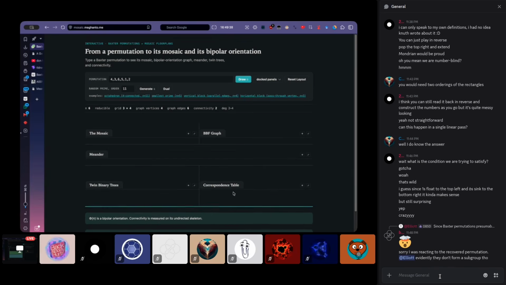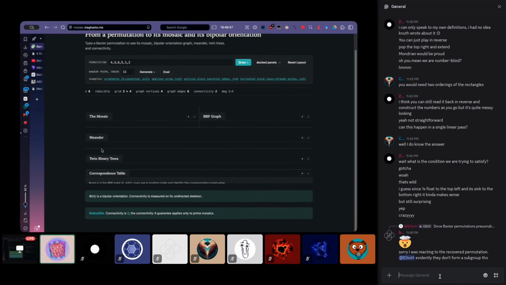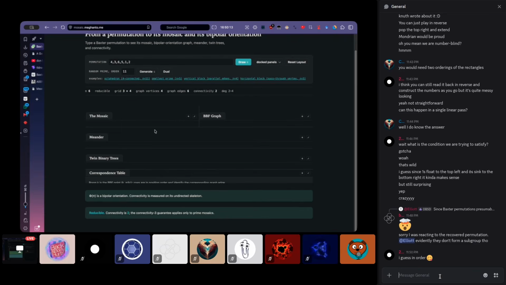Yeah, so this is not needed. That is just a correspondence strip. I don't want that. Which one do you want to go next? The BBF graph, which is a planar bipolar orientation, or a meander, or the twin trees. Which one do you want to go next? In order. Oh, all right.